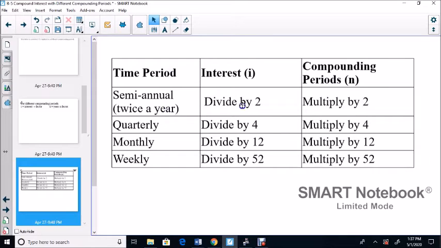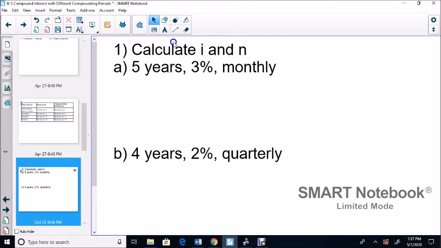Quarterly, you divide by 4, and you multiply the compounding period by 4. Monthly, you divide the interest by 12, and then to get your N in the formula, you multiply by 12. And weekly, you divide I by 52, and you multiply the compounding period by 52 to get your N.